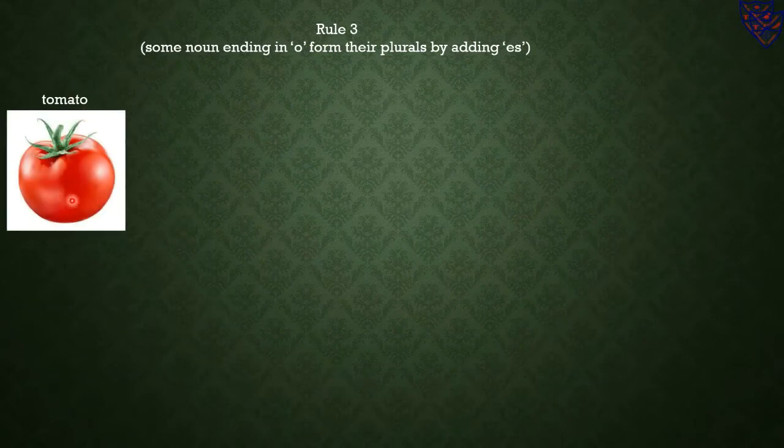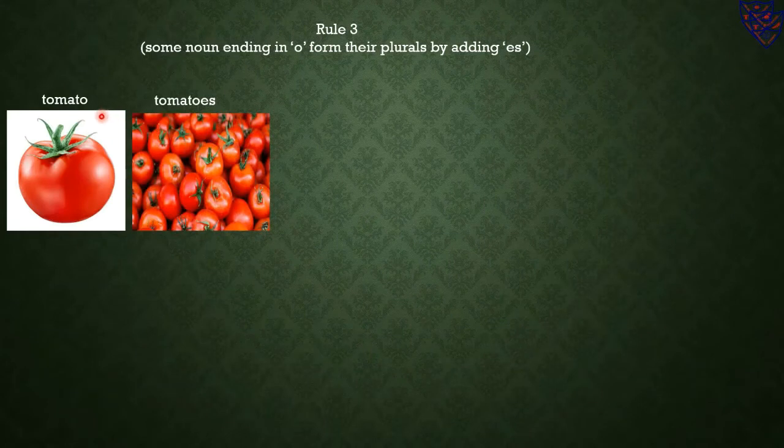Tomato means one tomato. Now to convert this tomato into plural, we have to put es at last. It becomes tomatoes. Some nouns ending in o form their plural by adding es. We have to put es at last to convert singular into plural.